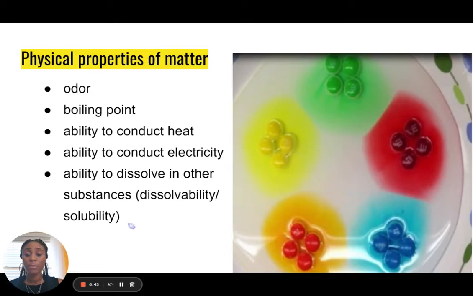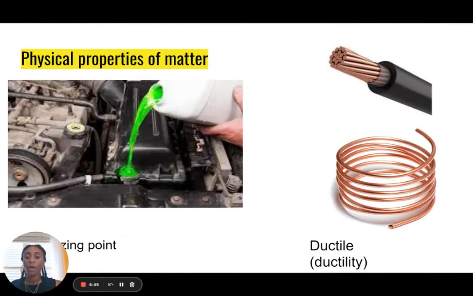So please remember these words, guys. Dissolvability or solubility. They all mean the same thing, and it's the ability to dissolve in other substances. Okay, guys, let's look at the physical property of matter here.